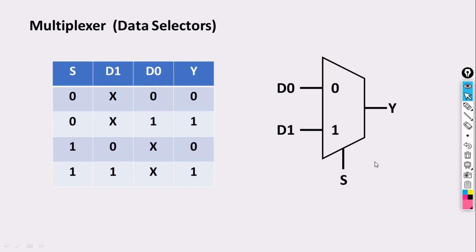Based on this truth table, we can derive a Boolean expression for the output Y. That Boolean expression is Y is equal to S into D1 plus S bar into D0. That means whenever S is high, D1 is selected, and whenever S is 0, D0 is selected. Based on this Boolean expression, we can come up with our logic gates, and based on the logic gates, we can derive our layouts, stick diagrams and all those things.